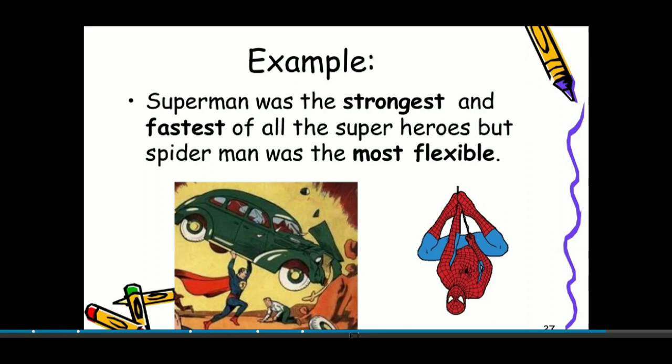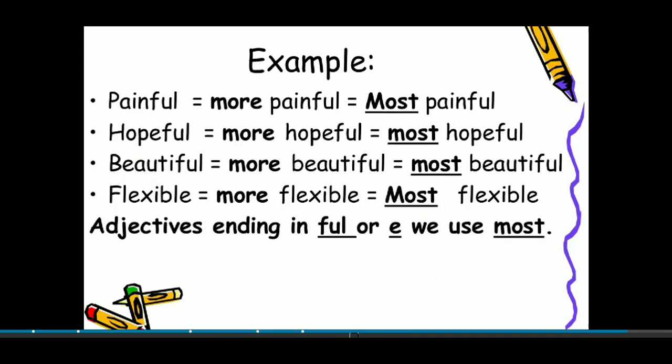Superman was the strongest and fastest of all the superheroes, but Spider-Man was the most flexible. So that is a comparison. Painful: again, we cannot use painfulest, that is wrong. Most painful, most hopeful, most beautiful, most flexible. Adjectives ending in -ful or -e, we use most. The same rule is applied here.